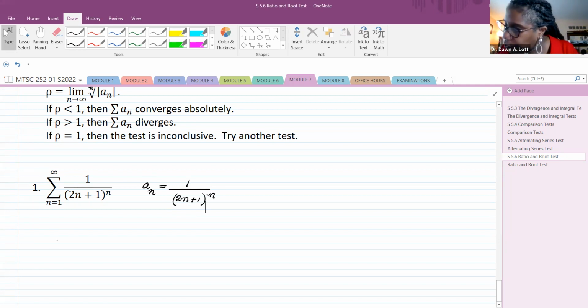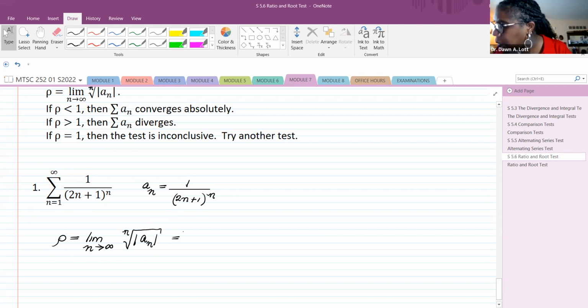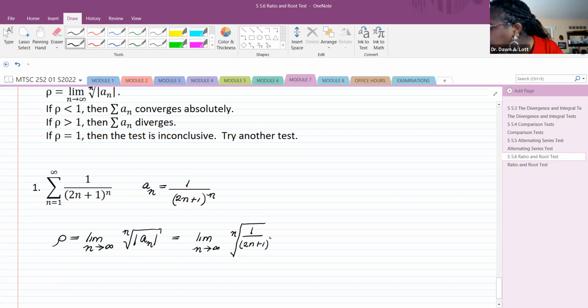Okay, so therefore rho is equal to the limit as n approaches infinity of the nth root of the absolute value of a_n. So that is going to be the nth root of (1 over (2n plus 1)) to the nth power.